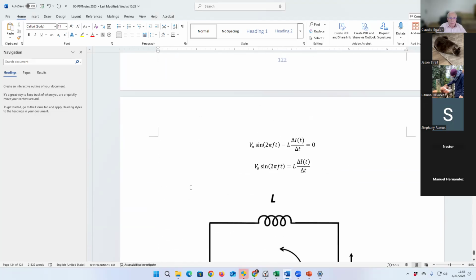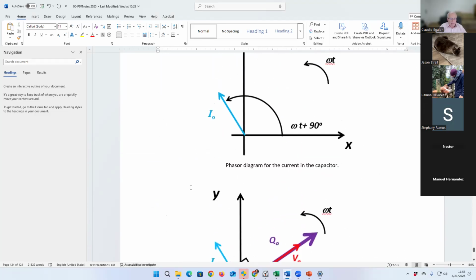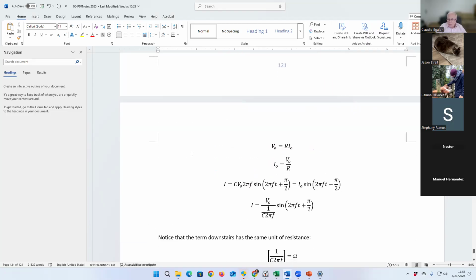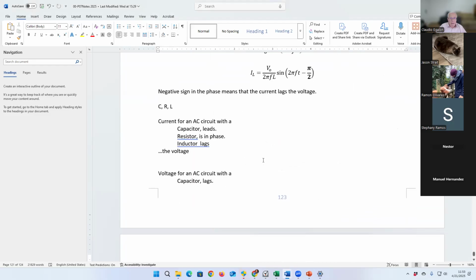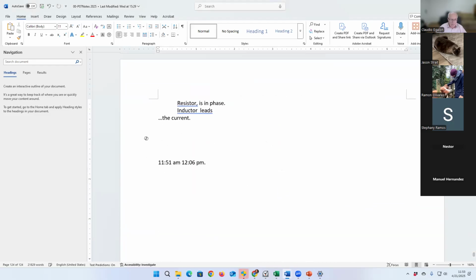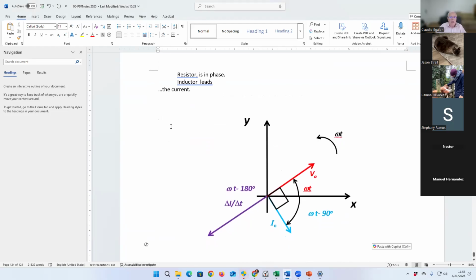Did I put... oh, I didn't. Okay, we should have, let's go for 2 more minutes. Let me see if I have it here, here you go. I have here the phasor diagram. Okay. Here you go.